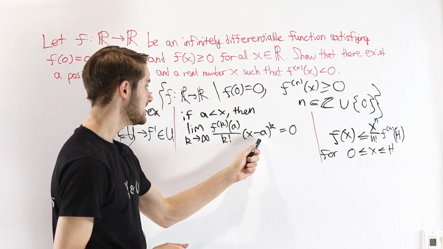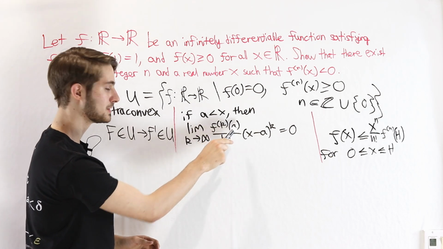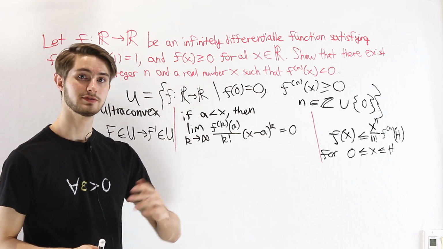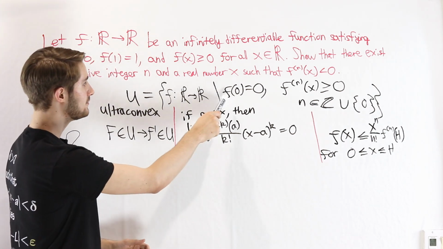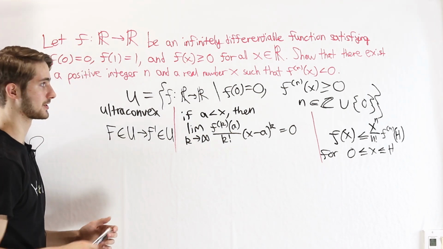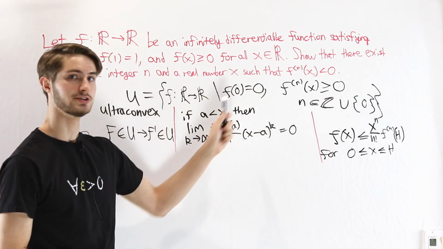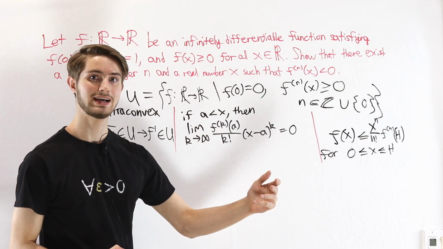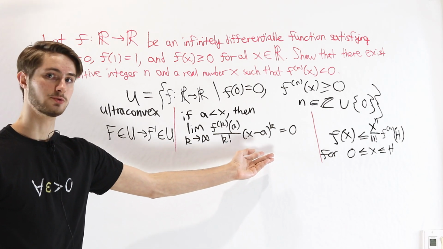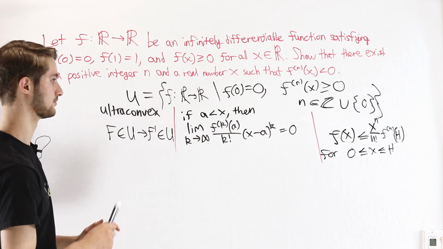If we plug in a equals 0, we're going to be looking at the kth derivative of f, but evaluated at 0. And the thing is, we already know what the kth derivative of f at 0 is. f of 0 equals 0. And if f is ultraconvex, f prime is also ultraconvex, which means f prime of 0 is 0, f double prime of 0 is 0, any derivative of f evaluated at 0 is 0. We don't need any information for a equals 0, so that's not going to help us here. We really want information about a equals 1.